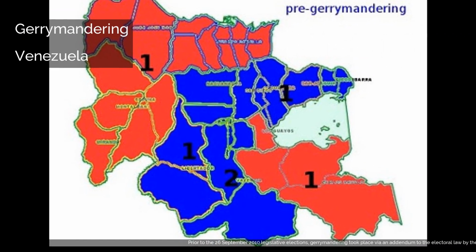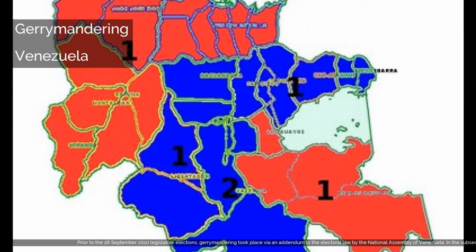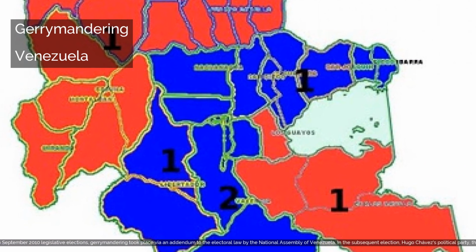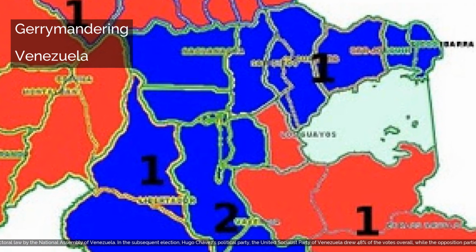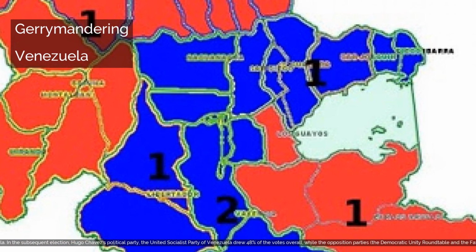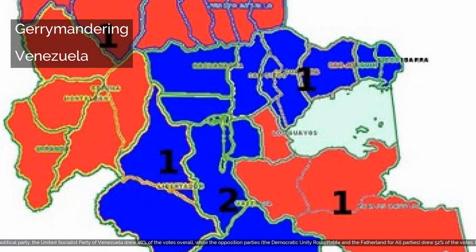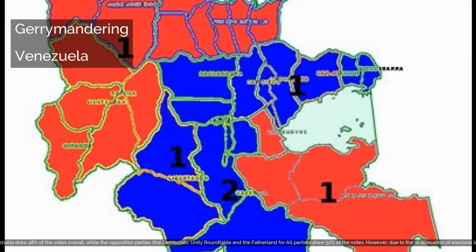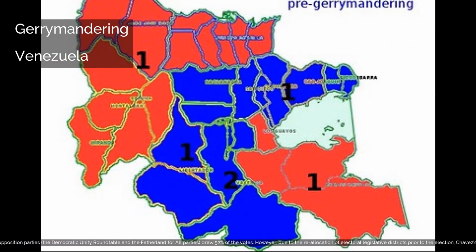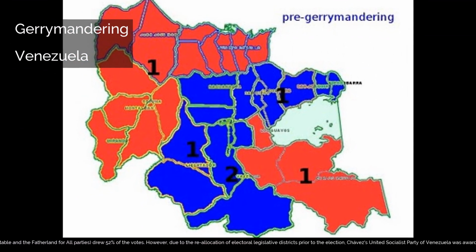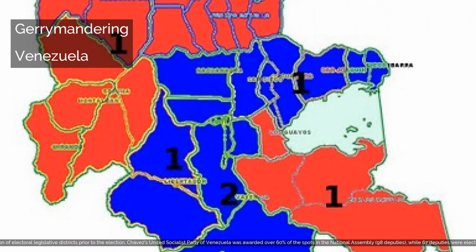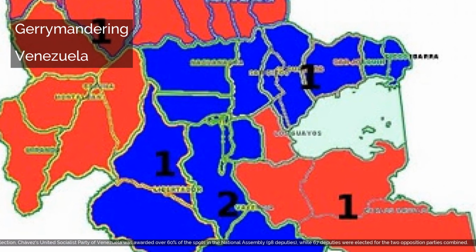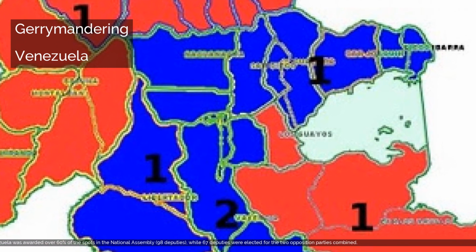Prior to the September 26, 2010 legislative elections, gerrymandering took place via an addendum to the electoral law by the National Assembly of Venezuela. In the subsequent election, Hugo Chávez's political party, the United Socialist Party of Venezuela, drew 48% of the votes overall, while the opposition parties, the Democratic Unity Roundtable and the Fatherland for All parties, drew 52% of the votes. However, due to the reallocation of electoral legislative districts prior to the election, Chávez's United Socialist Party of Venezuela was awarded over 60% of the spots in the National Assembly, 98 deputies, while 67 deputies were elected for the two opposition parties combined.